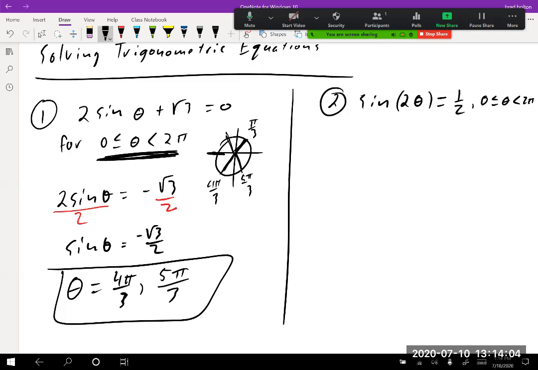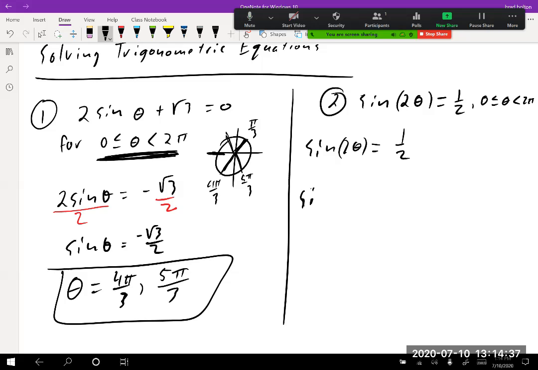This next one looks sweet and innocent, but it'll actually have a little bit of trouble with it. So the thing is, it says that sine of 2 theta is equal to 1/2, and theta has to be somewhere in between 0 and 2 pi. So what you have to think of is, if you take sine of 2 theta equals 1/2, you have to ask yourself, when would sine of theta be 1/2?